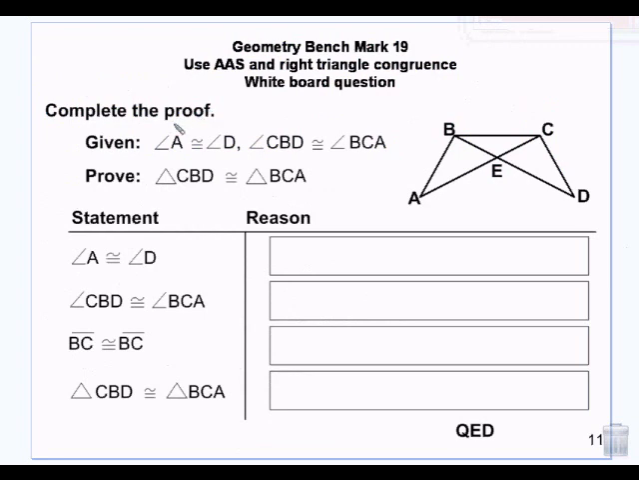Okay, I have angle A is congruent to angle D. You guys should all be able to tell me this one. Go. Thank you. Next one. Awesome. Okay, so I have angle A and angle D are congruent, so I'm going to label them. What I've done is label the given information.